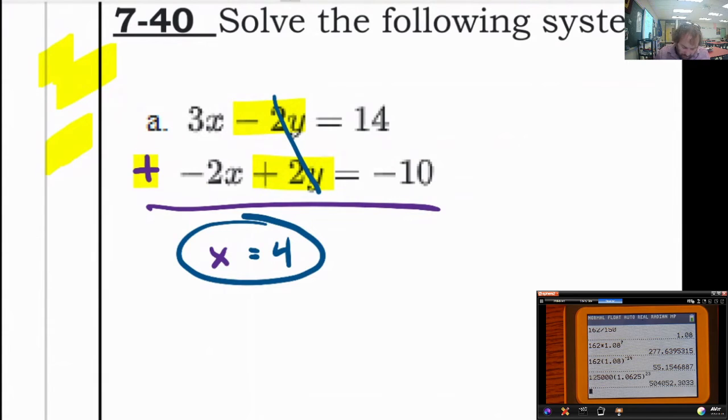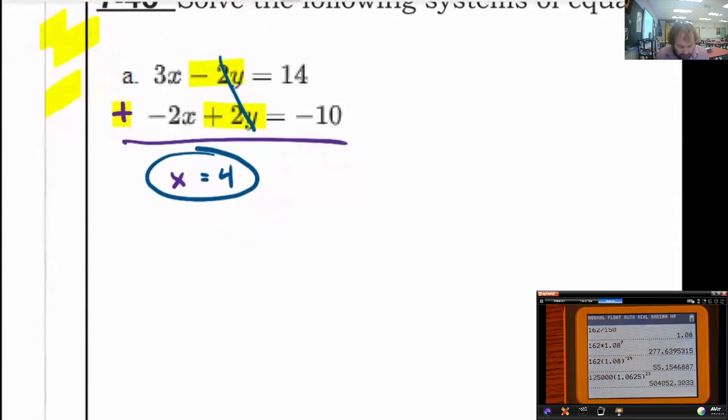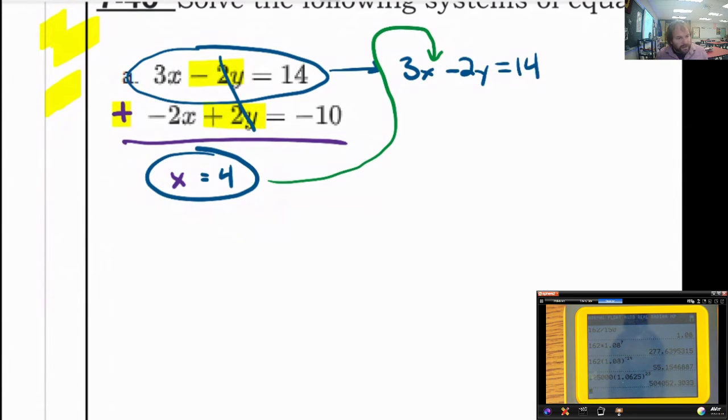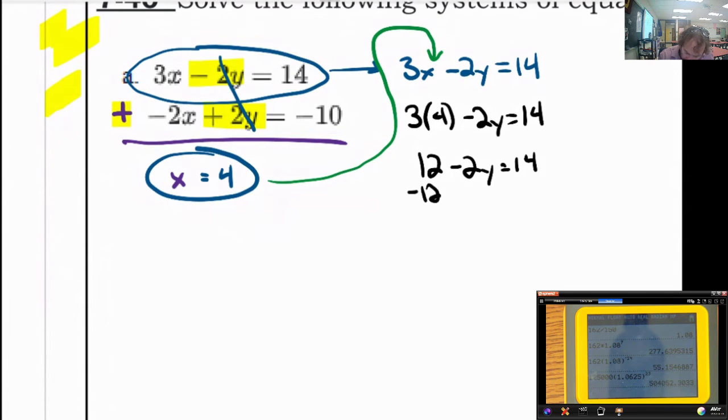But before we can leave this problem, we have to solve for y also. So I'm going to take the original top equation over here. This is 3x minus 2y equals 14. And we are going to plug in a 4 for the x right there. We just learned that x is 4. So we have 3 times 4 minus 2y equals 14. And that's actually cool because 12 minus 2y equals 14. If you subtract the 12 on both sides, we get negative 2y equals positive 2. And that means that y has to be negative 1.